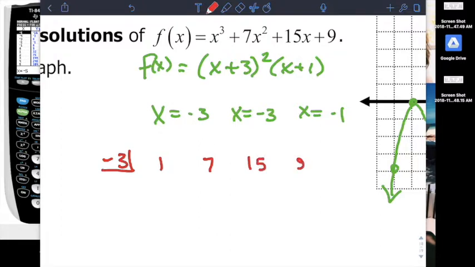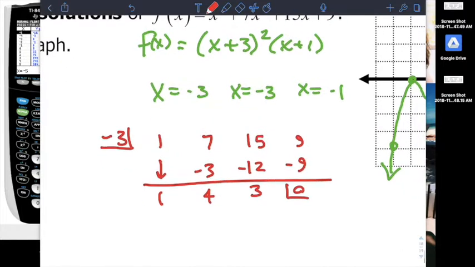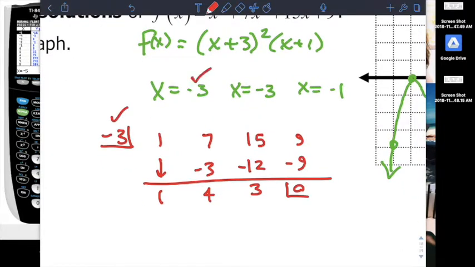I'll just do this quickly, assuming that you are good on your synthetic division and have watched the previous lessons. Bring down 1, multiply by -3, add, multiply, add, multiply. I just get 0, so the -3 worked out. Let's try out the other -3.